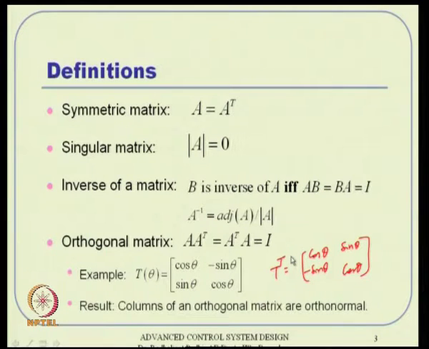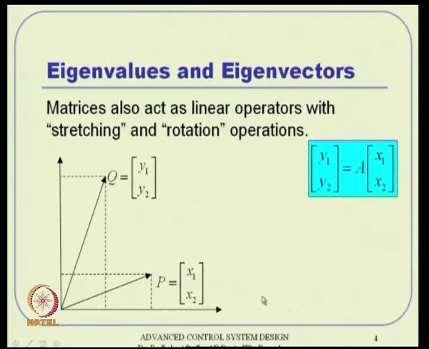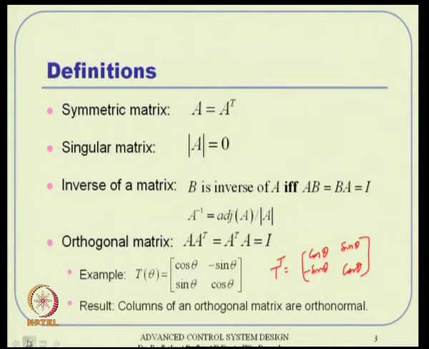So what will happen here is that T times T transpose is something like 1 here and 0 here, 0 here, and that is nothing but identity. That is why this matrix is an orthogonal matrix.